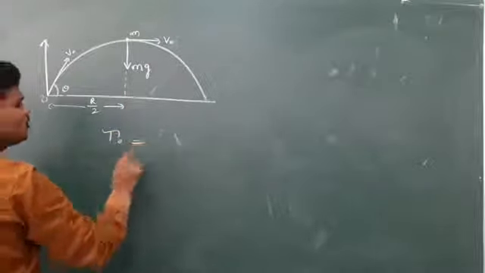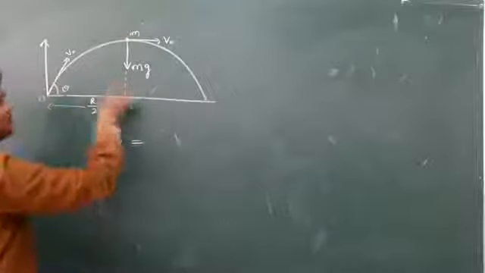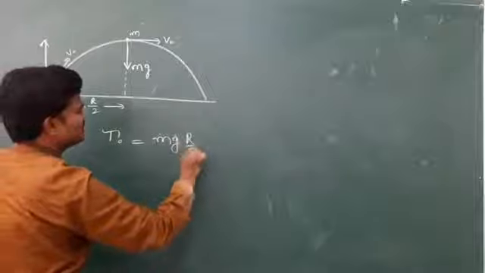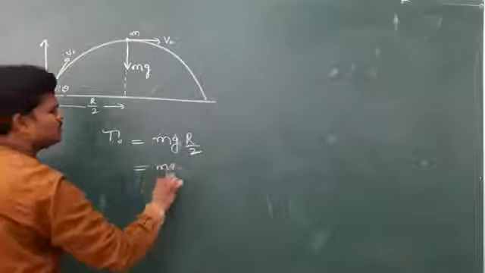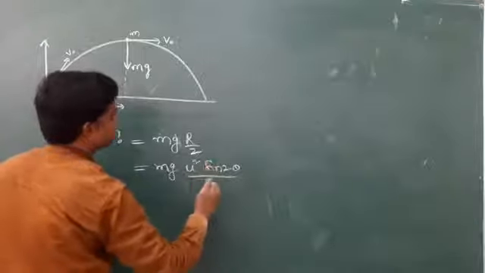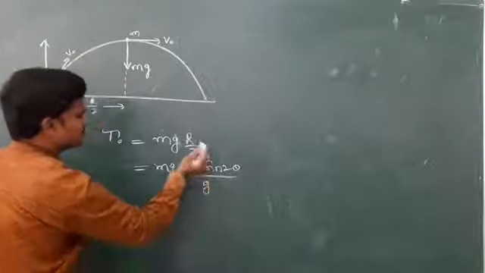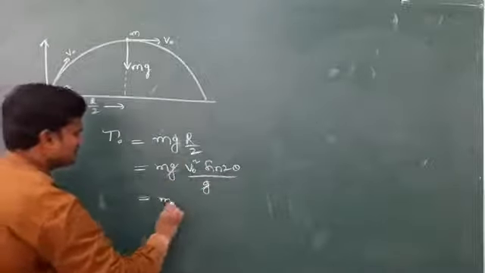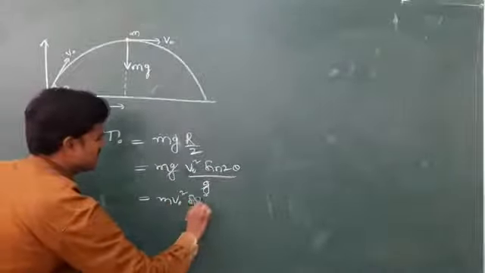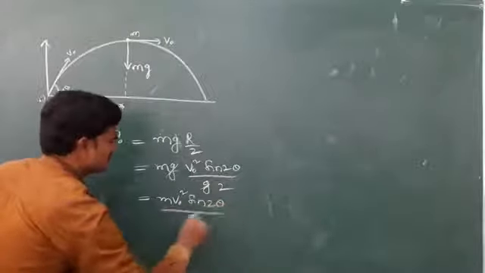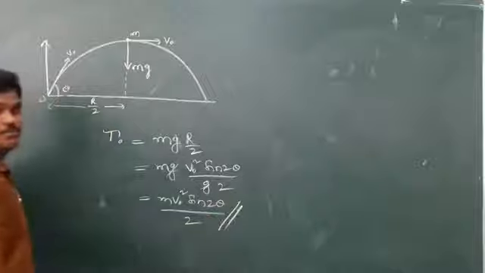Now torque about O is very clear. Force into distance. What is the distance? R by 2. mg into R, R being u square sine 2 theta by g, u being nothing but v naught square. So the answer for this question is m v naught square sine 2 theta by 2.